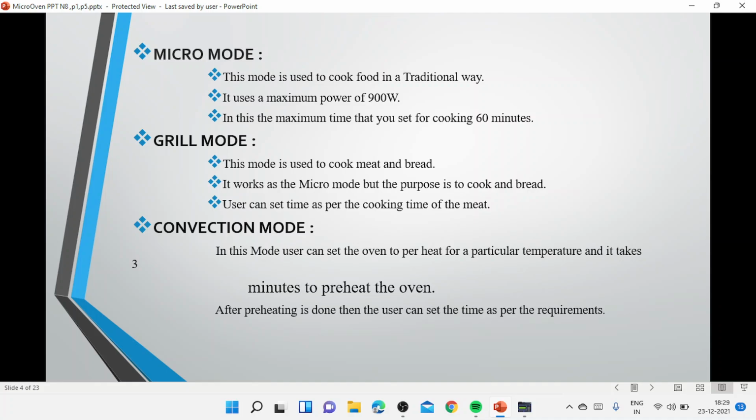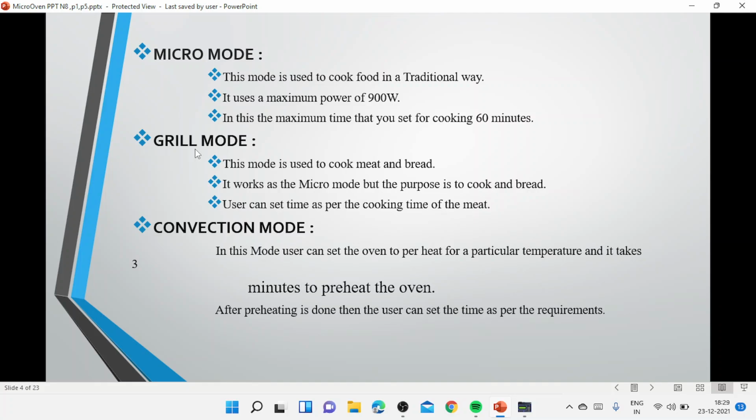First, micro mode. This mode is used to cook food in the traditional way. It uses a maximum power of 900 watts, meaning the power consumption required for this mode is 900 watts. In this, the maximum time you can set for cooking is approximately 60 minutes.